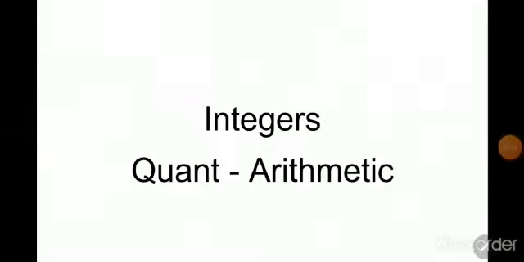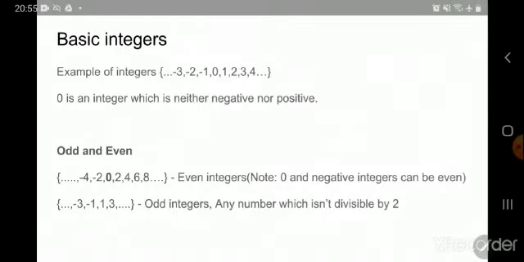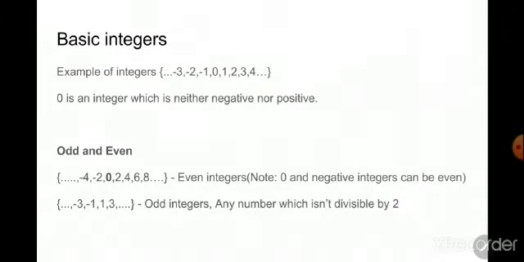In this video, we take a look at the basic building block of Quant: integers. Integers are numbers which are whole. Basically, they are not a fraction, and when you express them as decimals, they can only have 0 after the decimal point. Some examples of integers are -3, -2, -1, 0, 1, 2, 3, 4, and so on. 0 is a unique integer in that it is neither positive nor negative. Keep that in mind because the GMAT can often test you on that.